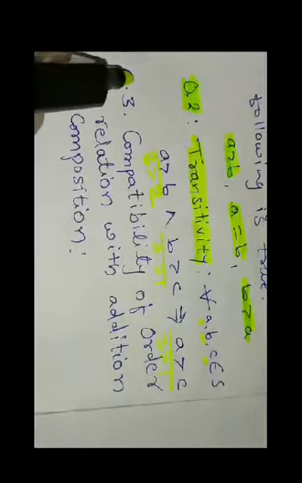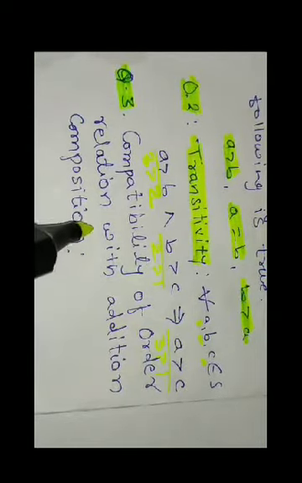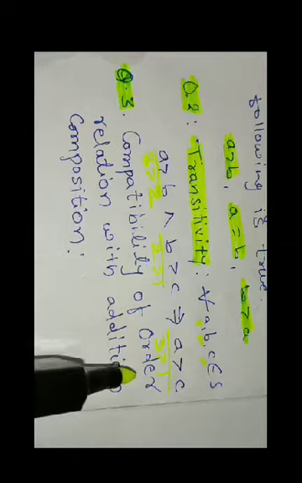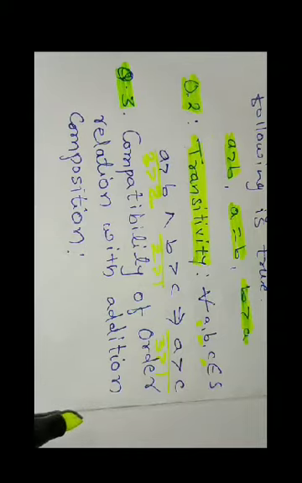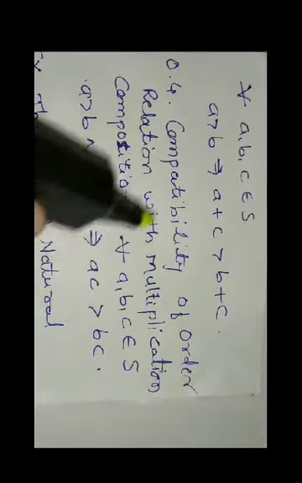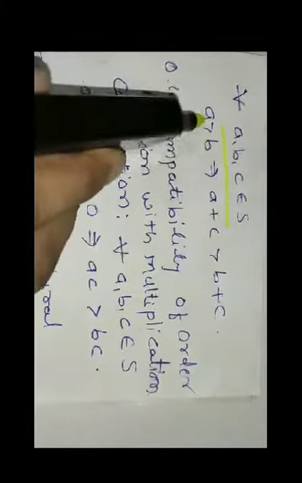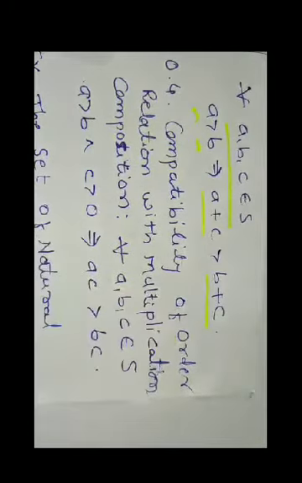Now next is order property third, and that is the compatibility of order relation with addition composition. What is the compatibility of order relation with addition composition? We discuss this. For any three elements A, B, C belonging to S, if A is greater than B, then A plus C must be greater than B plus C.